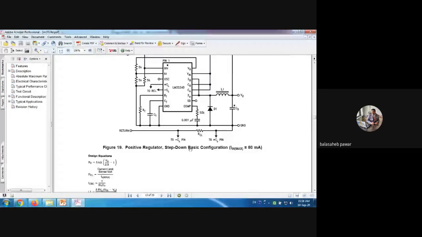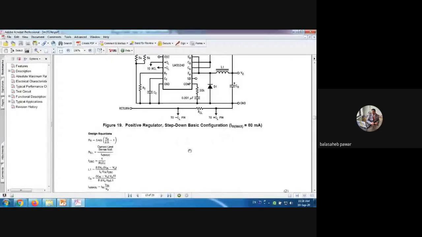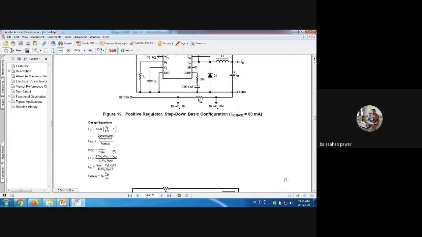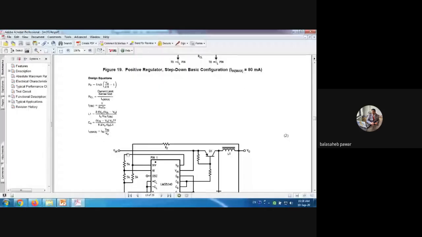Requirement means what? Suppose you require that output voltage this and this, then how much will be the value of this output filter capacitor, this L1, etc.? How to determine it? Those design equations are also mentioned. So by using those equations, you can design and develop.